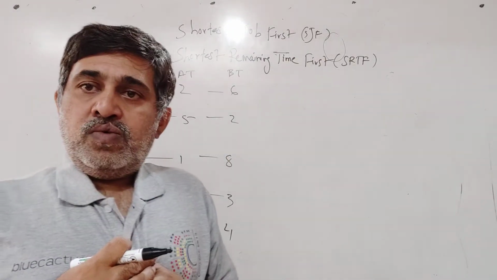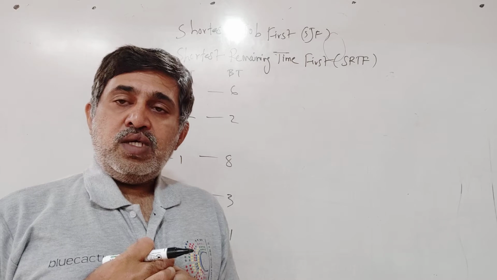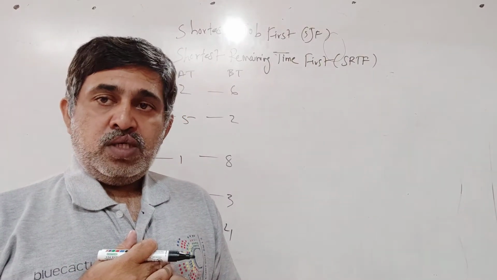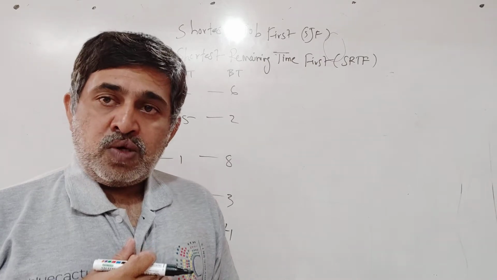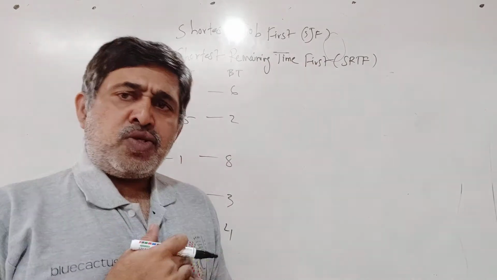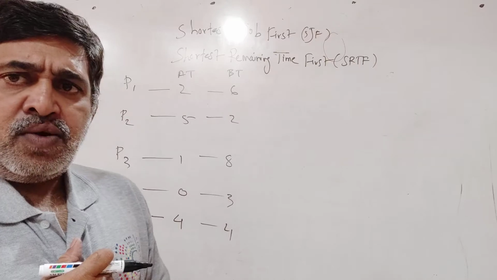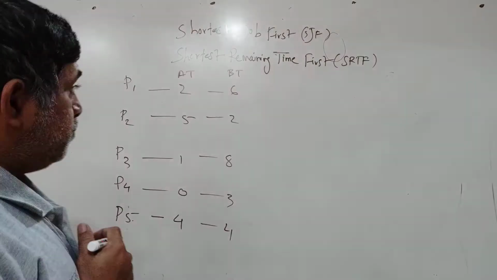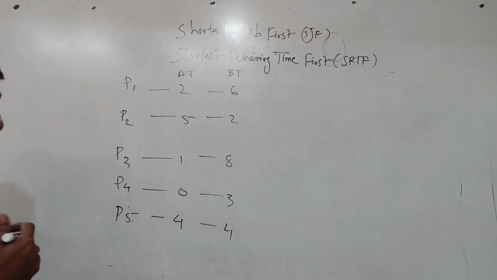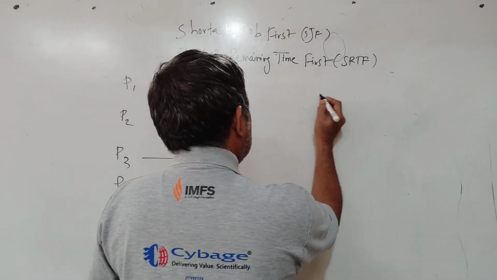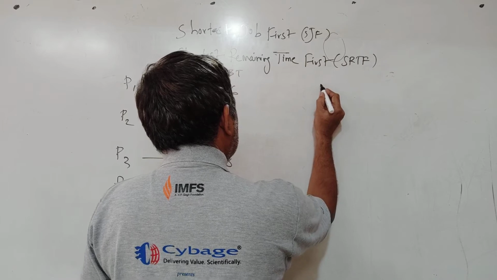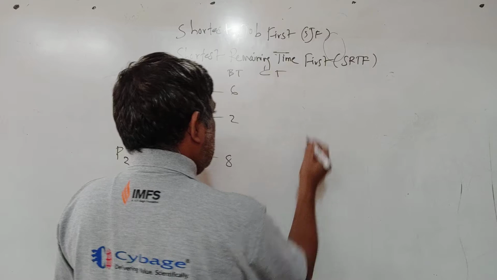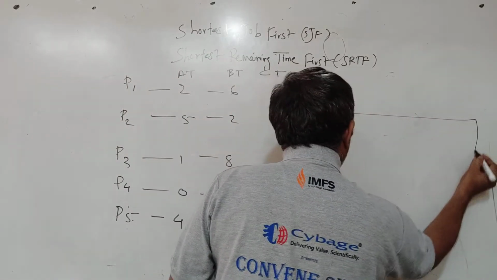And now we have to compute the completion time. And how to compute the completion time? We have to draw the Gantt chart. So let's draw a Gantt chart and try to find out the completion time for each process. So now we will have a completion time column here, and let's draw a Gantt chart.